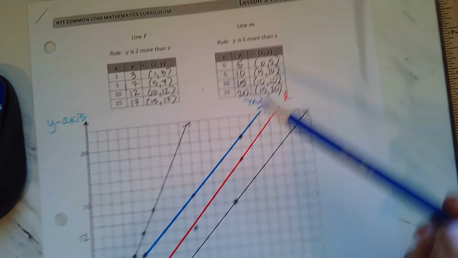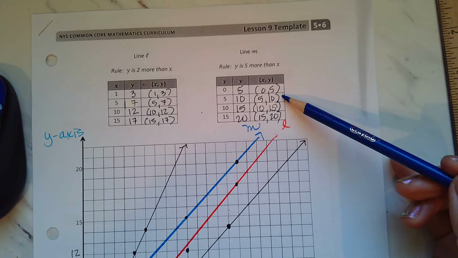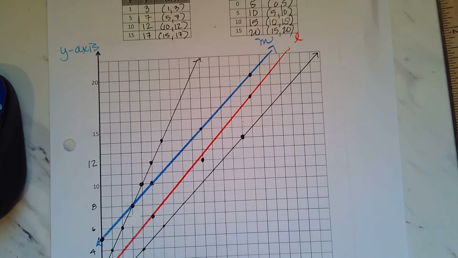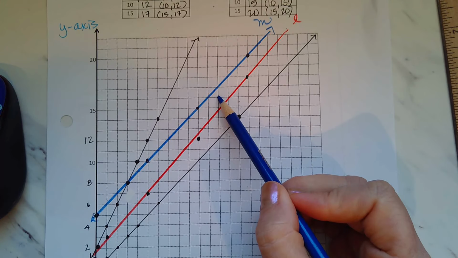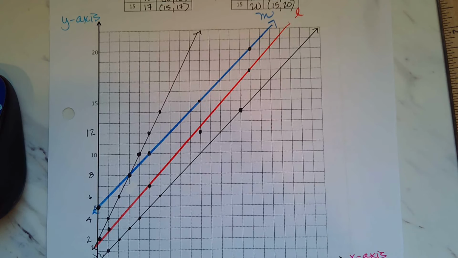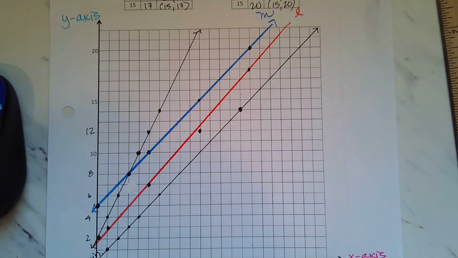All right. Did you get 0 and 5, 5, 10, 10, 15, 15, 20? Did you plot your points and connect your points into a line and label it M? All right. Look at lines L and M. Do they intersect? So do they cross each other? No, they don't. What is the name we give to lines that do not intersect? What do we call these two lines? We call them parallel. So compare and contrast lines L and M. What do you notice about each line?